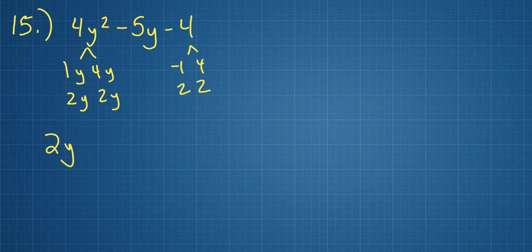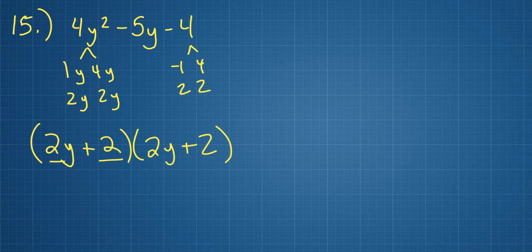Now, I could try 2y plus 2 and 2y plus 2 first. But see how those both have 2's in common? I already know this isn't going to work because if they didn't have anything in common in the original problem, they're not going to have anything in common in the parentheses. So I don't guess that. I mean, you could. You're going to find out it's 8y. But just to let you know, you don't have to waste your time guessing that one.